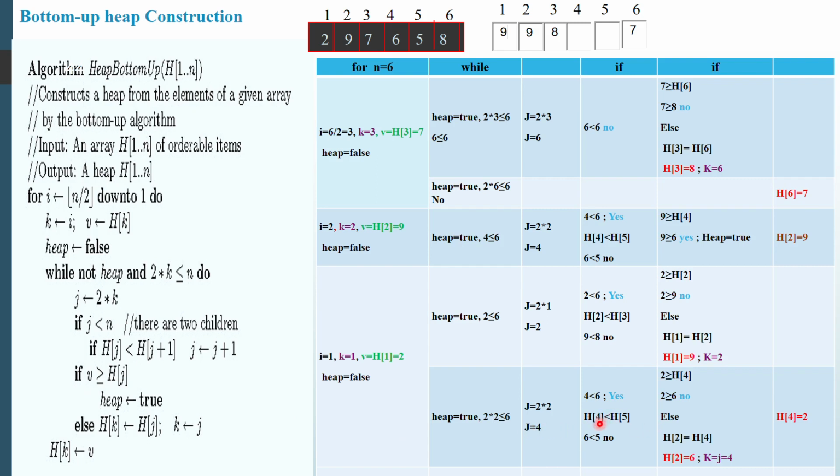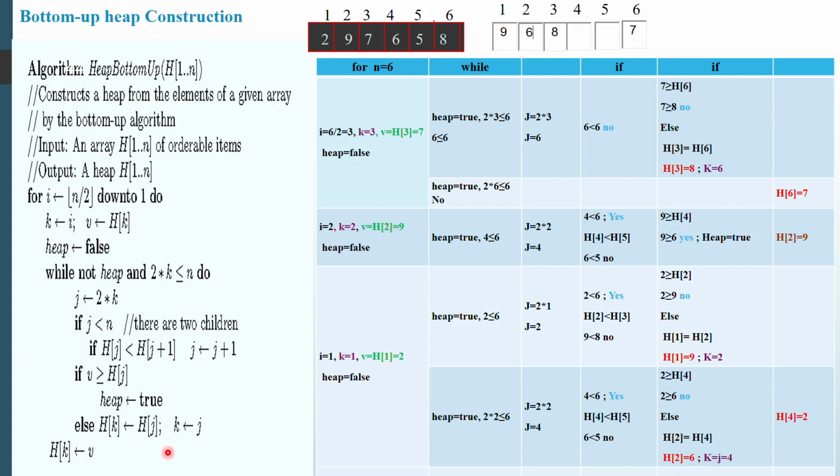So now where is the V value? The V value is 2. And H of 4 is 6. Is 2 greater than or equal to 6? No. The condition fails, then it executes the statement: H of k equal to H of j. The j value is 4. H of 2 equal to H of 4. So in the 4th position the element value is 6 here. Now you have to change H of 2 to 6 here. So now this one becomes 6.